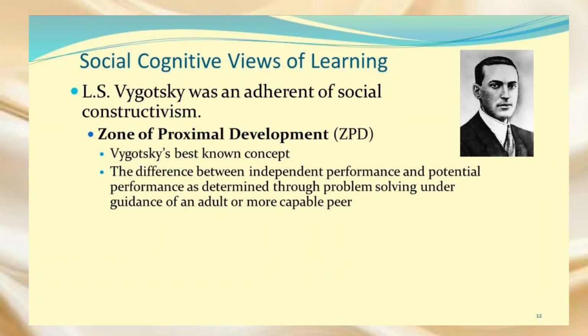Although both Piaget and Vygotsky believe that children need interaction with the world around them, Vygotsky stressed the importance of social factors in cognitive development. He is best known for the zone of proximal development and scaffolding. The zone of proximal development is the difference between the independent performance and the potential performance as determined through problem solving under guidance of an adult or more capable peer. In other words, the zone of proximal development is the difference between what the child can do on his or her own and what the child can do with help.